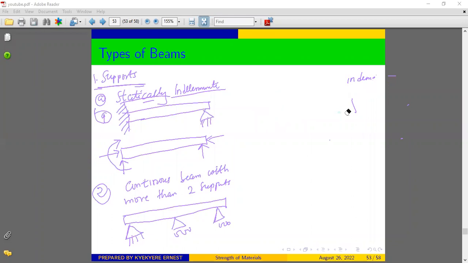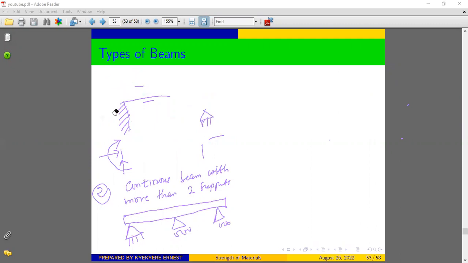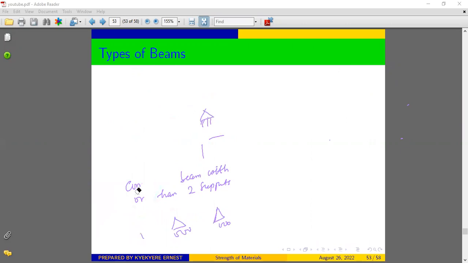Now we have looked at types of beams. Now let's also look at types of loads which can be applied on beams.